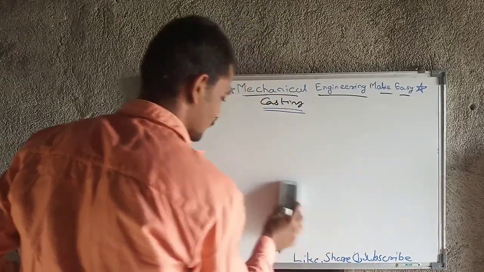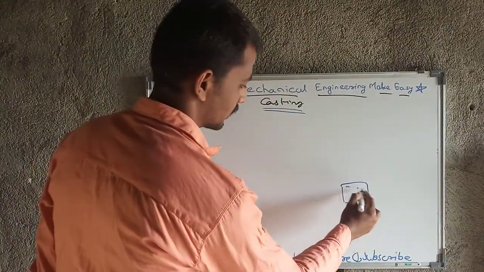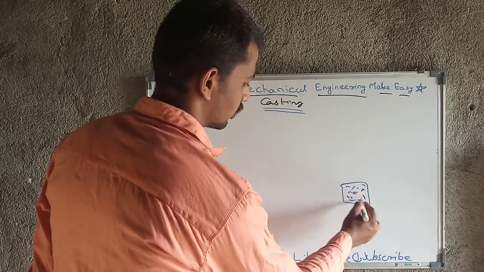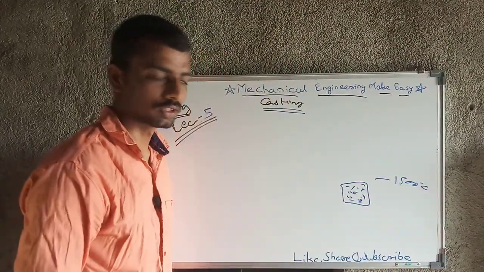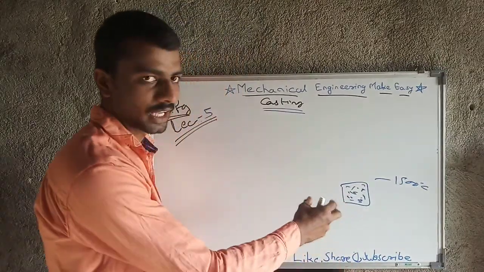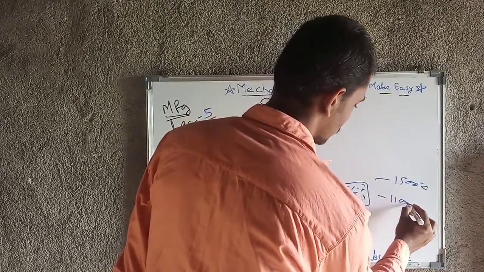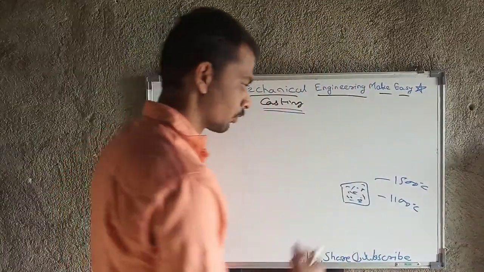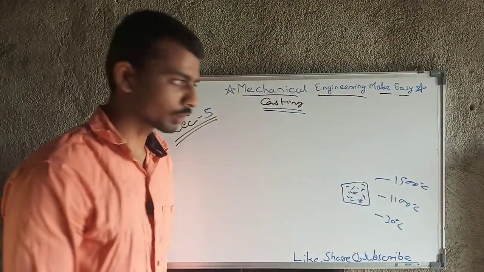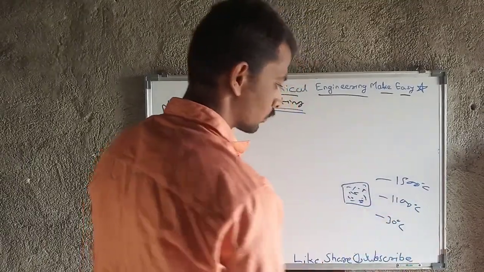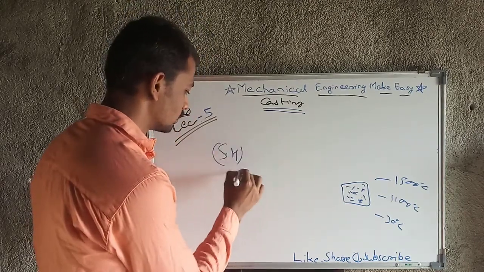Okay, if there is any casting, assume this is the casting, and it contains liquid metal. Assume it has a temperature of 1500 degree Celsius. This molten metal has a freezing temperature of 1100 degree Celsius. I am only assuming values for your understanding, and the room temperature is 30 degree Celsius. So what will happen from 1500 degree Celsius to 1100 degree Celsius, the sensible heat will be there, but that sensible heat will be of liquid.